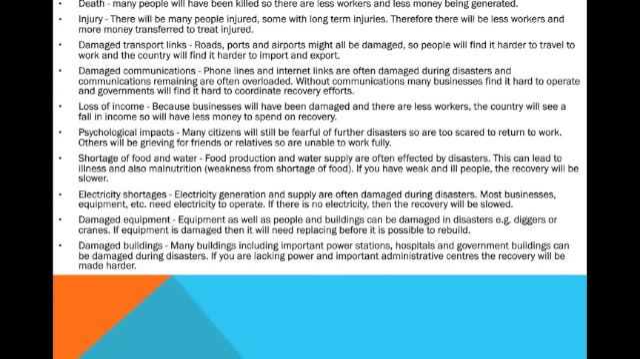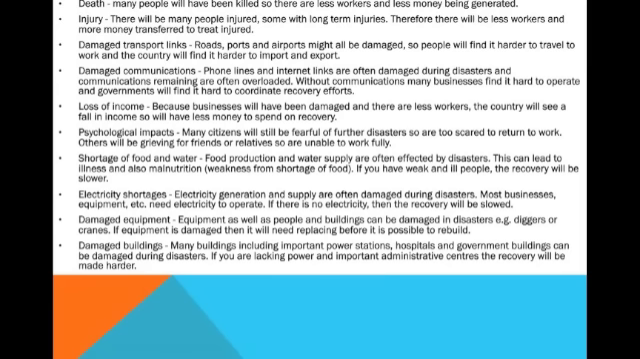Psychological impacts. Many citizens will still be fearful of further disasters, so are too scared to return to work. Others will be grieving for friends or relatives, so are unable to work fully. Shortage of food and water. Food production and water supply are often affected by disasters. This can lead to illness and also malnutrition, so weakness from shortage of food, or too much, but in this case it would be too little. If you have weak and ill people, the recovery will be slower.